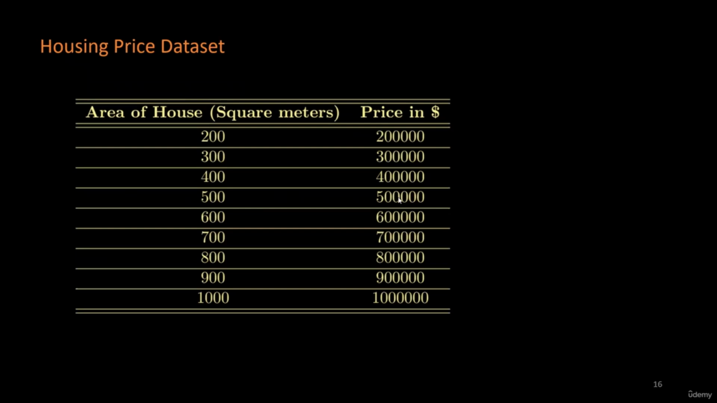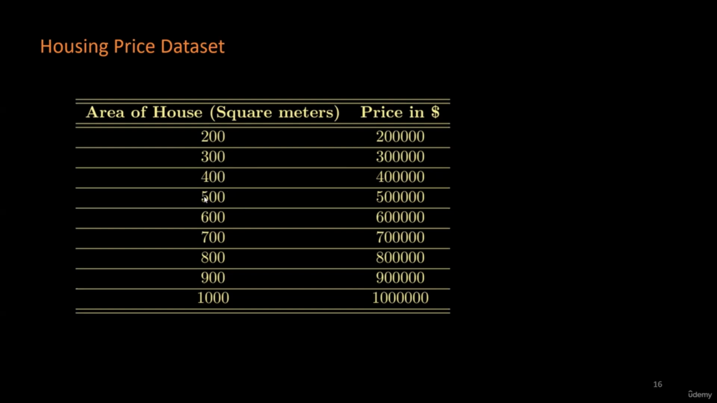In this dataset, the price of a house depends upon the area of a house. So the values for the area of the house are 200, 300, 400, and up to 1000 square meters. If we train a regression model on this dataset, after training, our requirement from the regression model should be that it should be able to predict the price of a house if a new value of the area of a house is given.